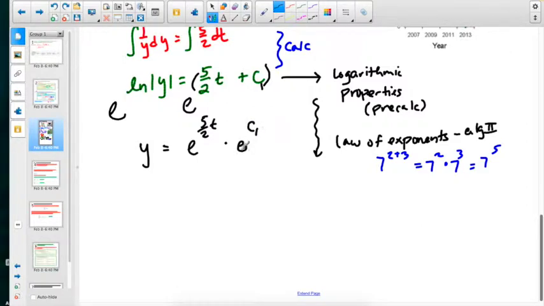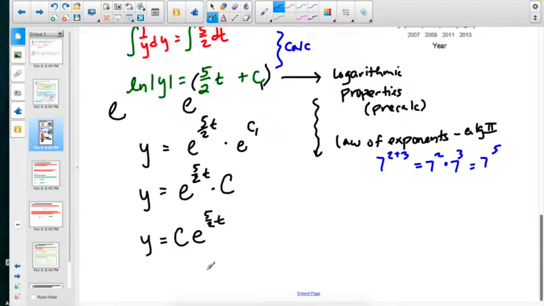Euler's number is just about 2.7 something, and if we raise that to a constant, that's really just another constant. So in reality, we're talking about y equals e to the 5/2 t times a big constant, or more typically we write it like this. That constant of integration just comes out in front. And so here is our general solution to the emerald ash borer problem.